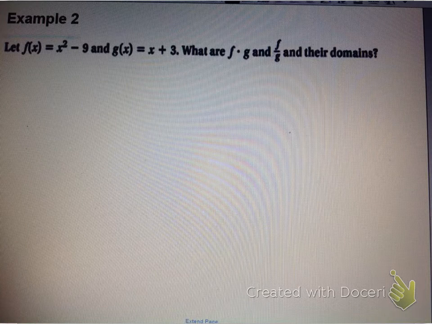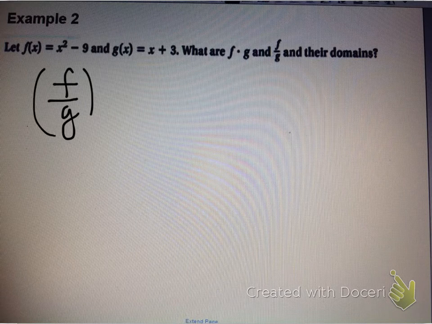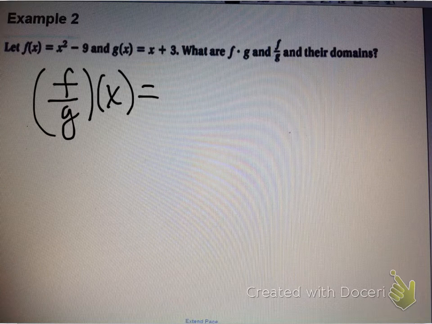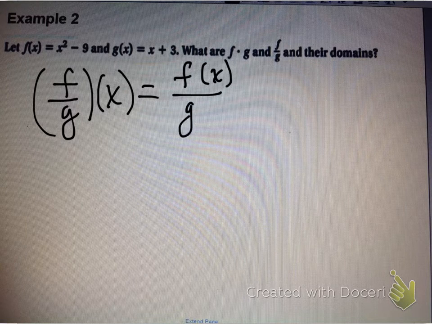Next one, we need f divided by g of x. We need to find this. Alright, refer back to your definitions. We can rewrite this as f of x divided by g of x.